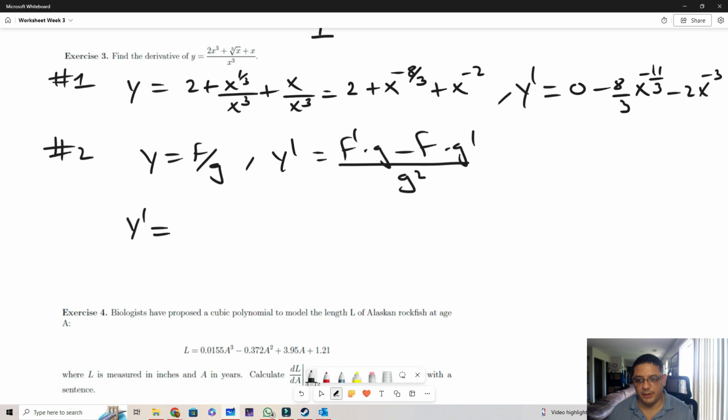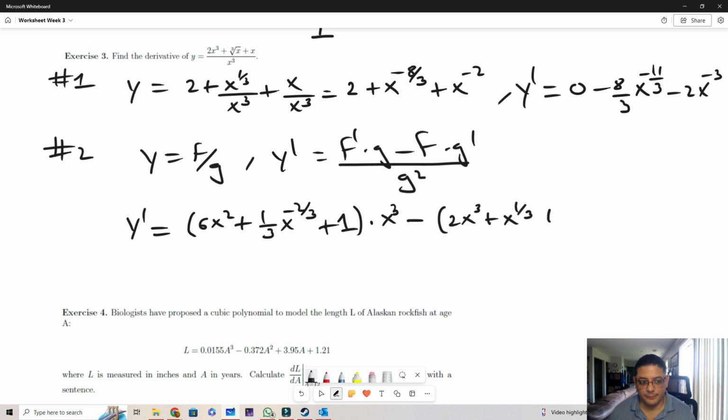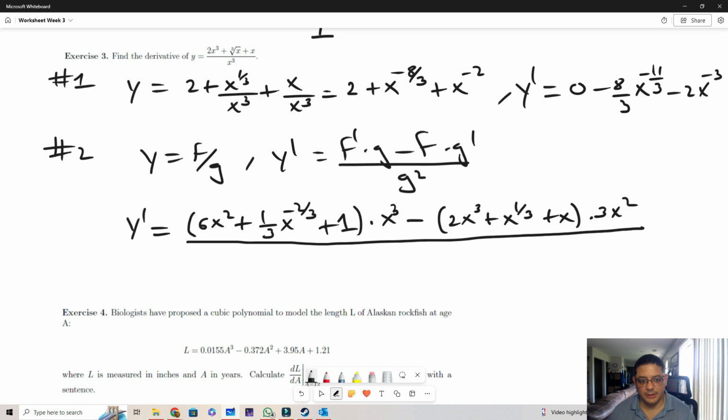F is this stuff over here, and the derivative of that one will be 6x squared plus, and this is x to the 1/3, so this will be 1/3 x to the minus 2/3 plus 1. That's f prime. Now g continues to be x cubed, and then f, now I just write the same thing. And then multiply by g prime, which is 3x squared, divided by x cubed to the power of 2.